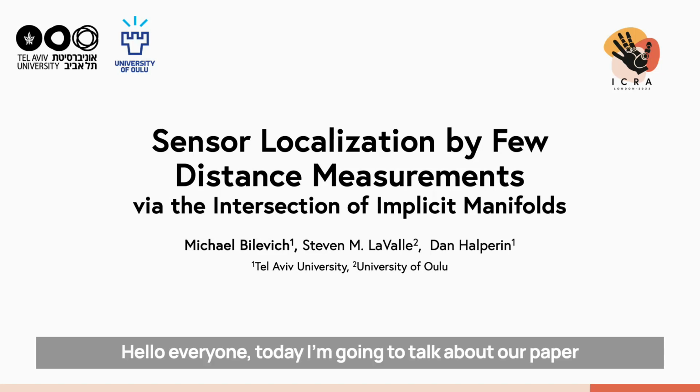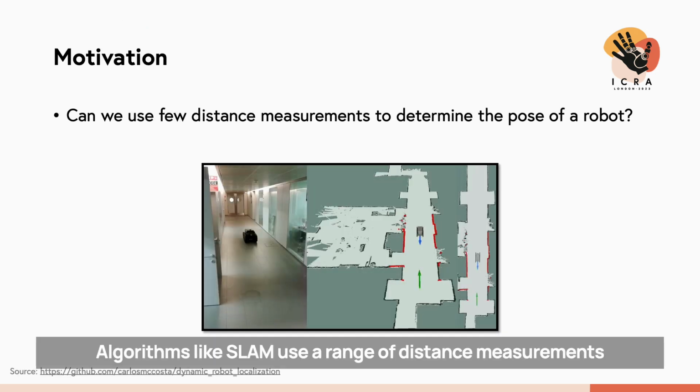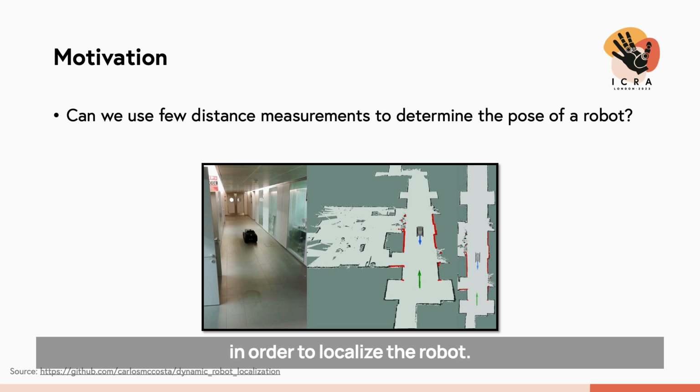Hello everyone. Today I'm going to talk about our paper, Sensor Localization by Field Distance Measurements via the Intersection of Implicit Manifolds. Algorithms like SLAM use a range of distance measurements in order to localize a robot. One question that arises is whether we can only use a few distance measurements to determine the pose of a robot.